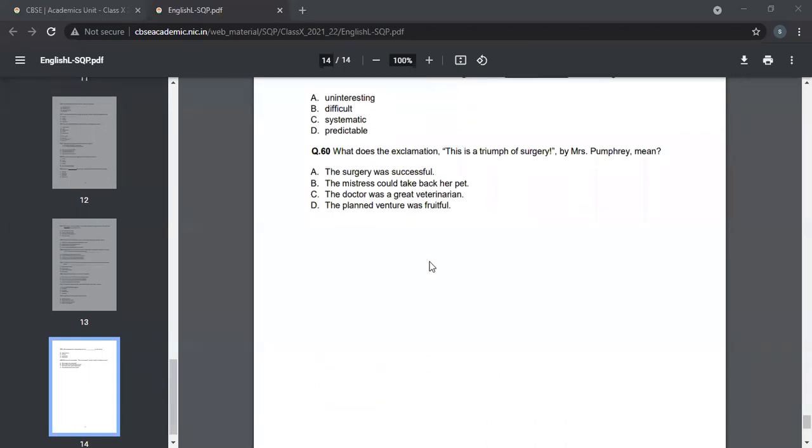What does the exclamation, this is the triumph of surgery by Mrs. Pumphrey mean? Triumph of surgery ka kya mean hai? The surgery was successful. The mistress could take back her pet. The doctor was a great veterinarian. The planned venture was fruitful. Surgery was successful. Last option, beta. The planned venture was fruitful. Whatever doctor planned for him, it was fine. And he could get results out of it. So planned venture was fruitful.